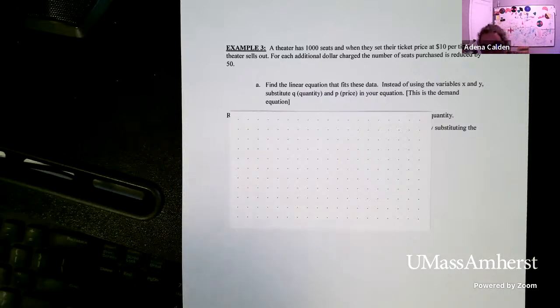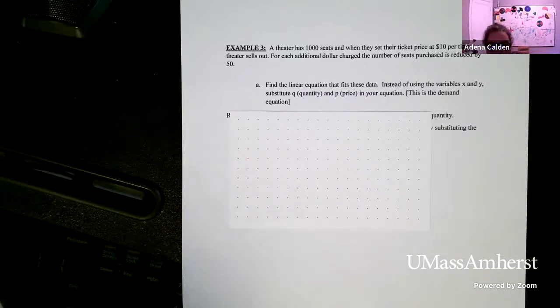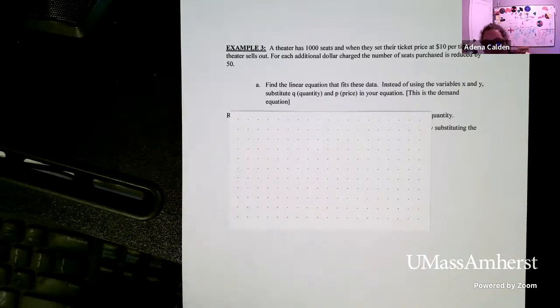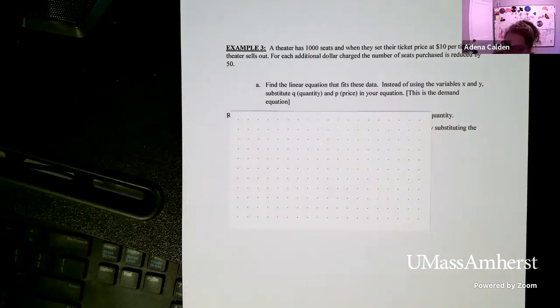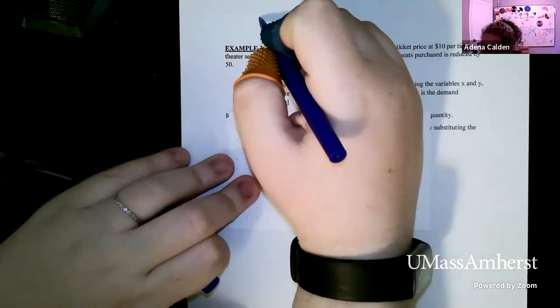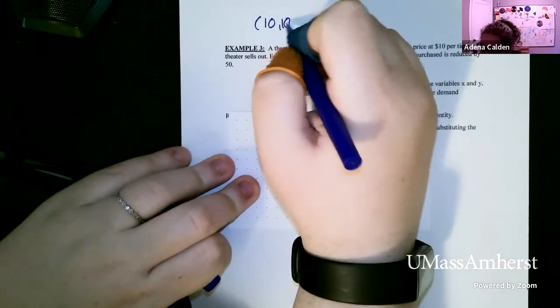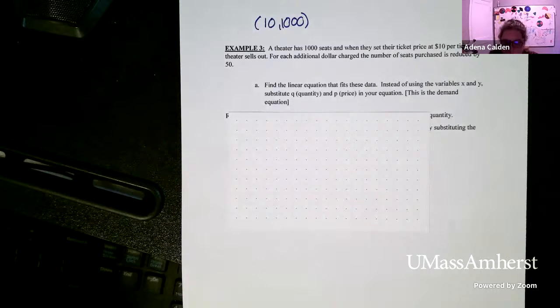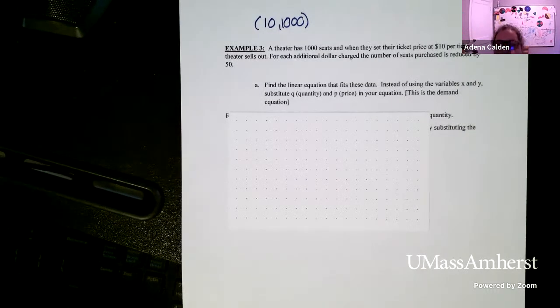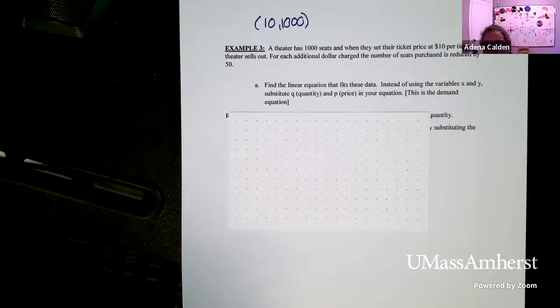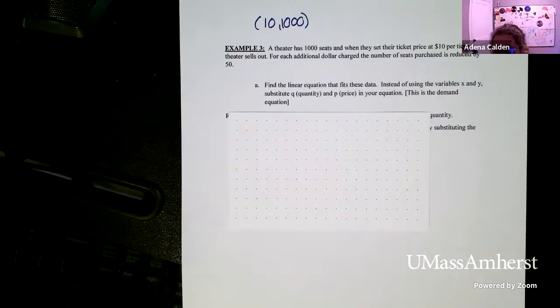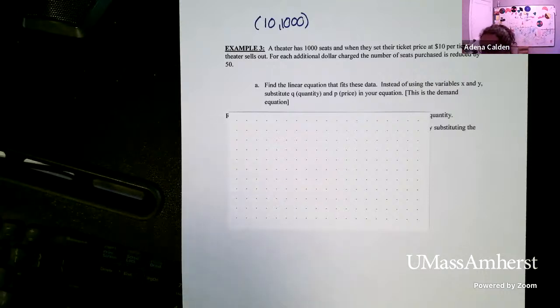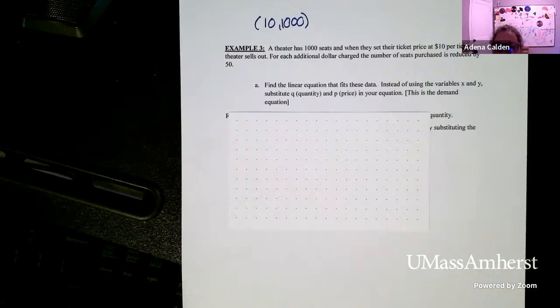So what we need to do is think about 2 points that we have from this information. The first point is that when it's $10, we sell 1,000 seats. Using this information, we need to find a second point, and you'll get that from the second line. And then from there, you're going to set up a linear equation. We set up linear equations with slopes, and we plug in the point to find our b. And so you want to find a linear equation.